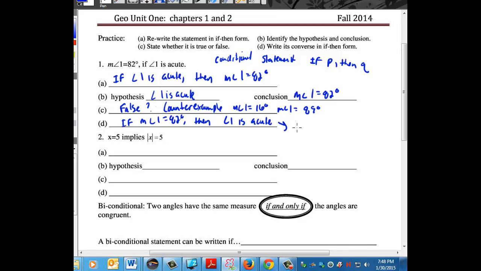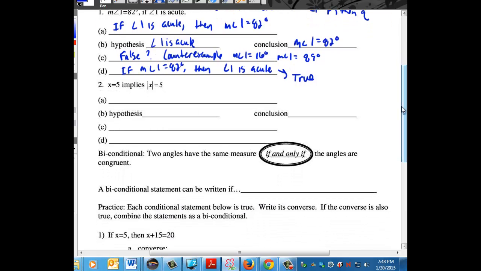Well, in this case, this is going to be a true statement, always. So we had one false and one true. Next problem, x is equal to 5, implies, and remember the word implies means then. So when we write our if-then statement, we have to write if x is equal to 5 first, followed by then the absolute value of x is equal to 5. Our hypothesis is going to be the if part, so x is equal to 5, and our conclusion is going to be that the absolute value of x is equal to 5.